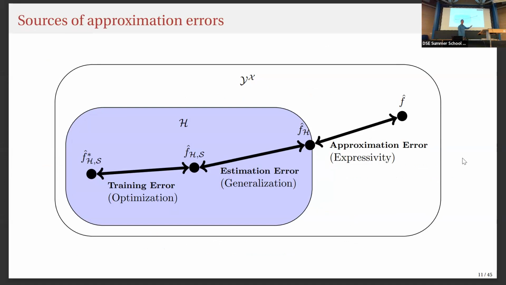This refers specifically to the fact that you are searching within a subset of all possible functions to map from X to Y. This is what this blue box here, or purple box, is representing. And the fact that this class of functions may or may not be powerful enough to capture all the interesting features of the function, that's where this approximation error comes in. So this is the first thing I want to talk about next.